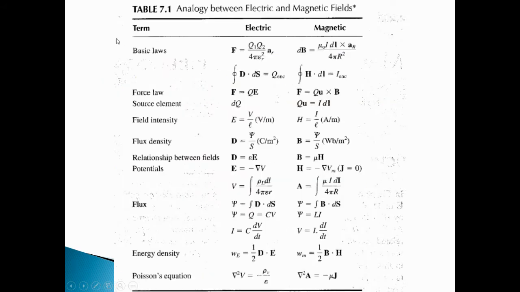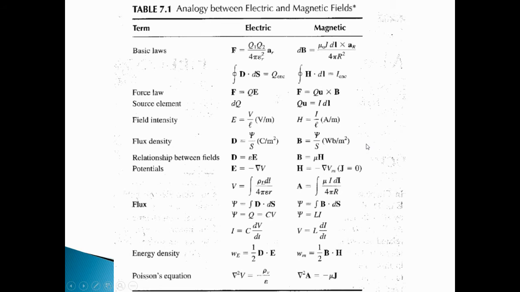So these are the basic comparisons between the electric and magnetic fields. You can take a look at these things and get a clear idea of how these two different equations represent two different parameters. So, the basic laws, we know this one. You need to study it a little bit. This will be given in the exam, so if any question is asked from here, you can answer from here.